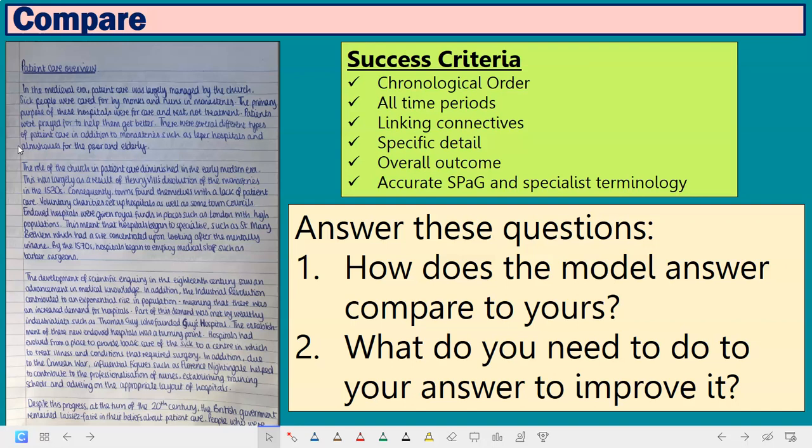So how does this model answer compare? And then I want you to think, if necessary, what do you need to do to your answer to bring it up to the level of this model answer? So answer those two questions and then come back.